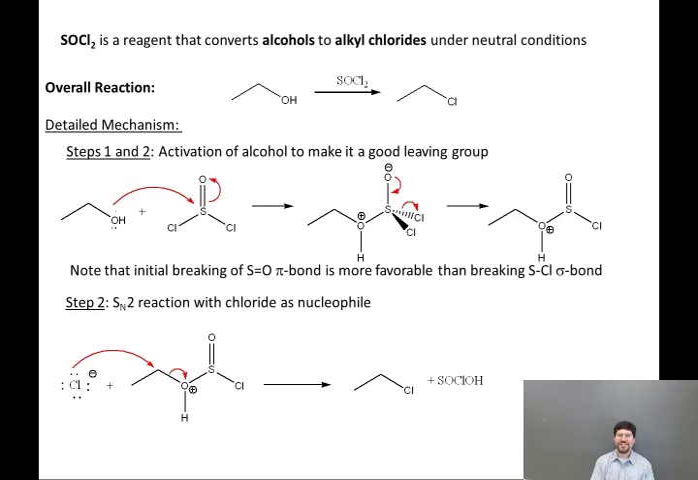Okay, so we've seen PBr3 as a reagent that converts alcohols into alkyl bromides, and SOCl2 as a reagent that converts alcohols into alkyl chlorides.